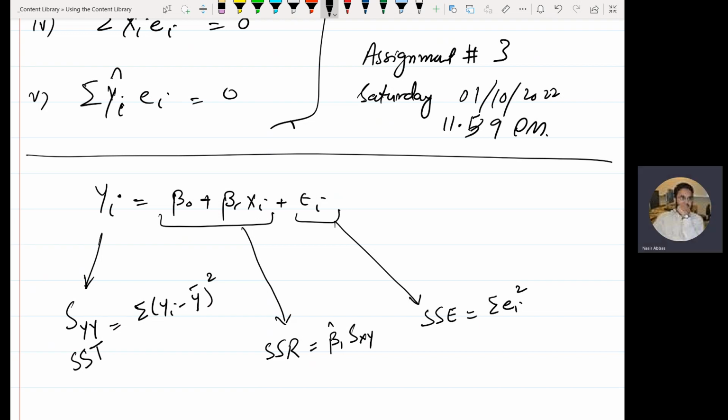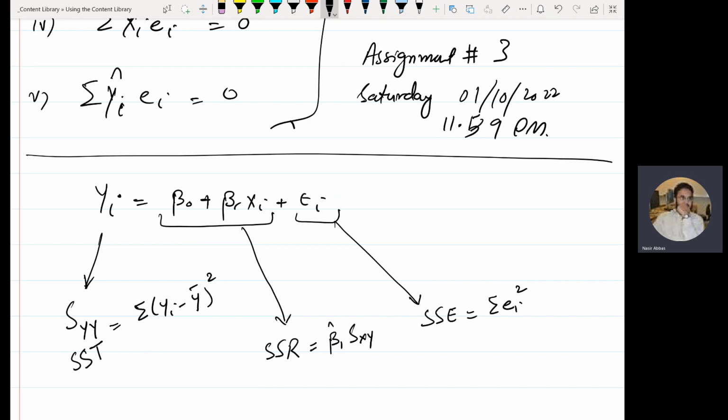Now, my question is, what do you want ideally from your regression? You want the explained variation to be maximized or unexplained variation to be maximized? You want the explained to be maximized, right? How much maximized? You want SSR to be maximized or SSE to be maximized? These are the two components. Which one do you want to be maximized? You want SSR to be maximized.